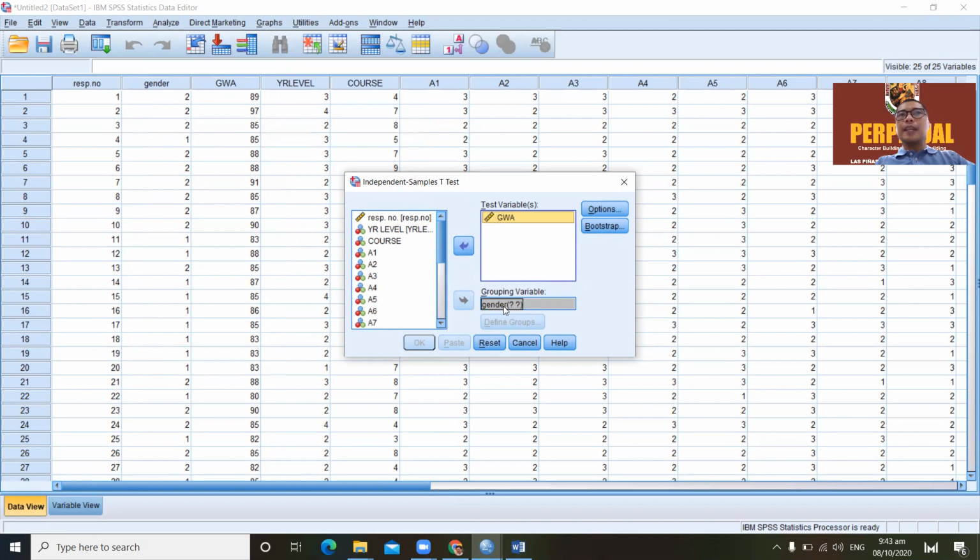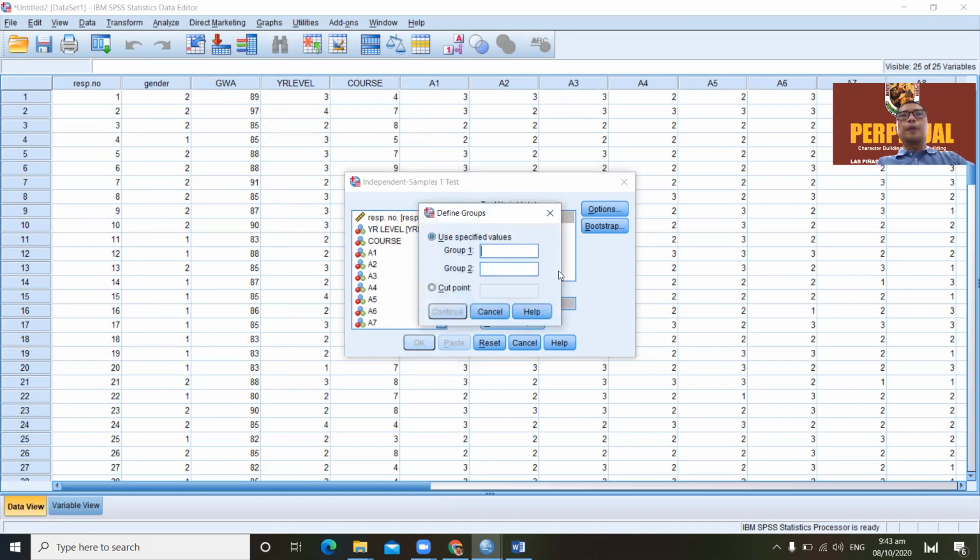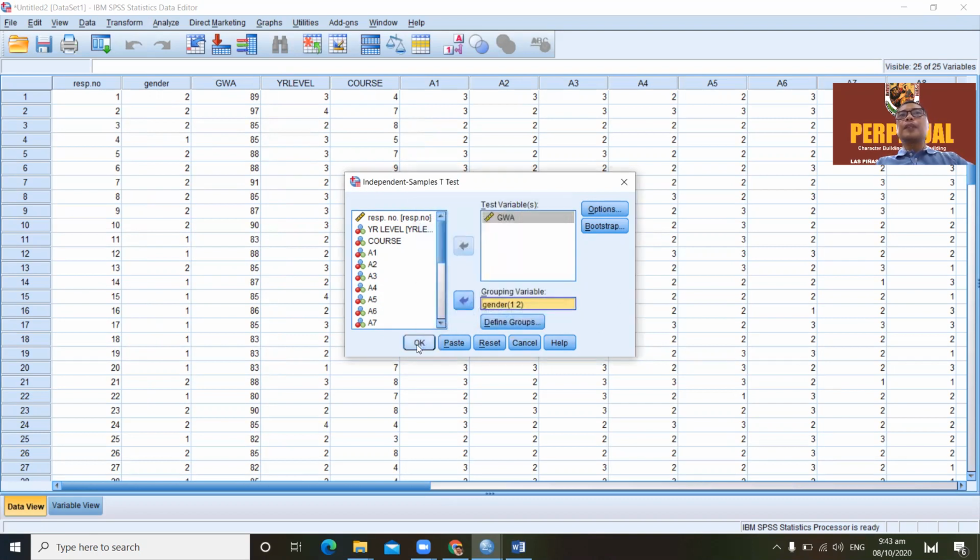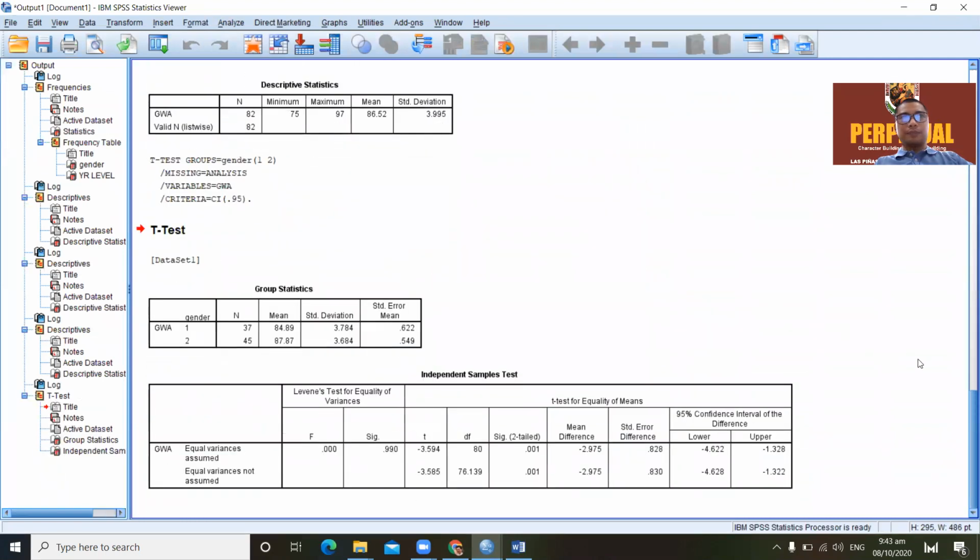Take note here that in the gender, you would be asked with the question, what are the groups for gender? You click define groups. You only have group 1 and group 2, males and females. You type here 1 and then 2. Then you continue. When you click OK, this would be the results. This is the descriptive statistics showing the mean for academic performance for males, that's 1, which is 84.89. The females, that's 2, is 87.87.